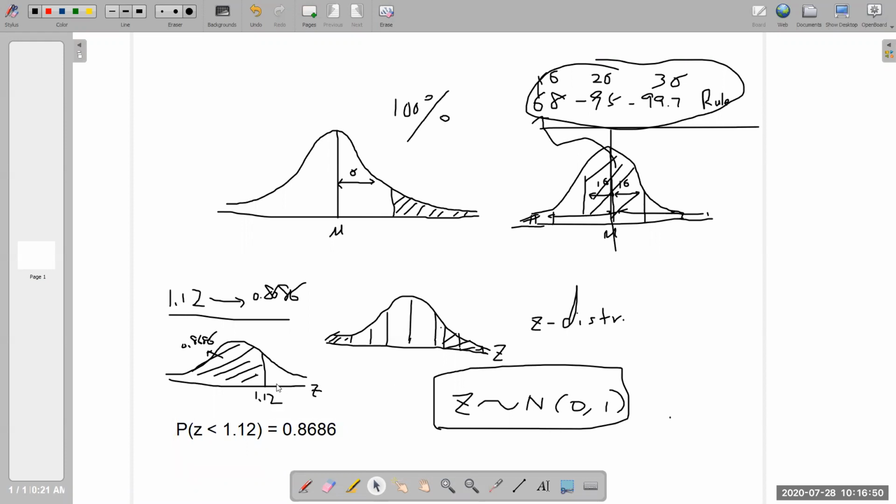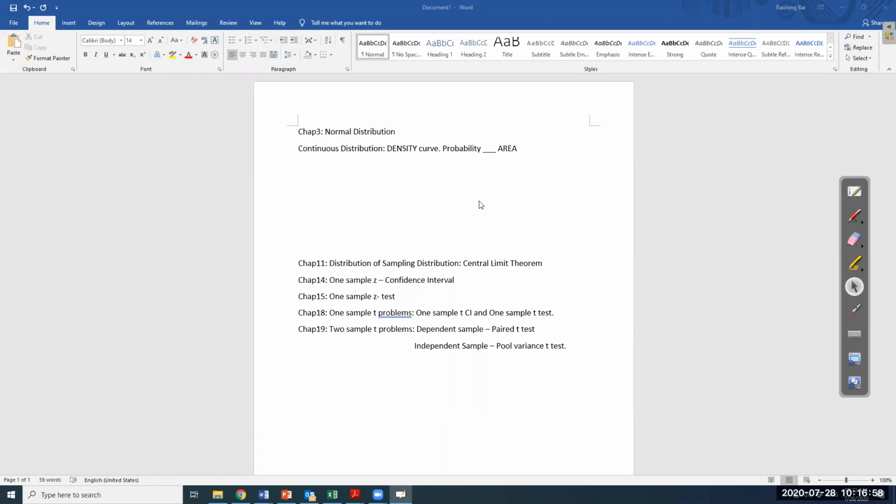So you can only use the Z table to look up probability if the sign is smaller than. When it's greater than or in between signs, you can convert it to smaller than before you go to the Z table. So that's very important. Always pay attention to the signs, okay?